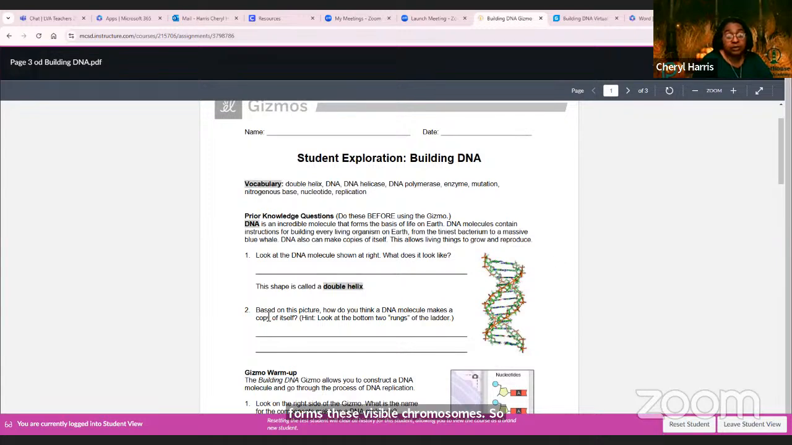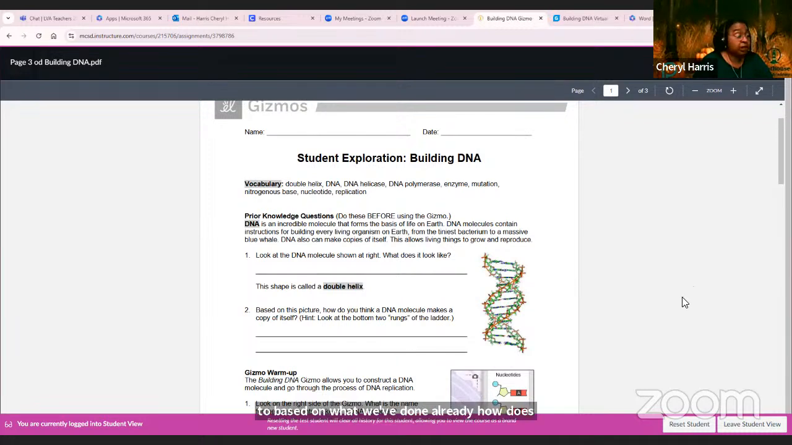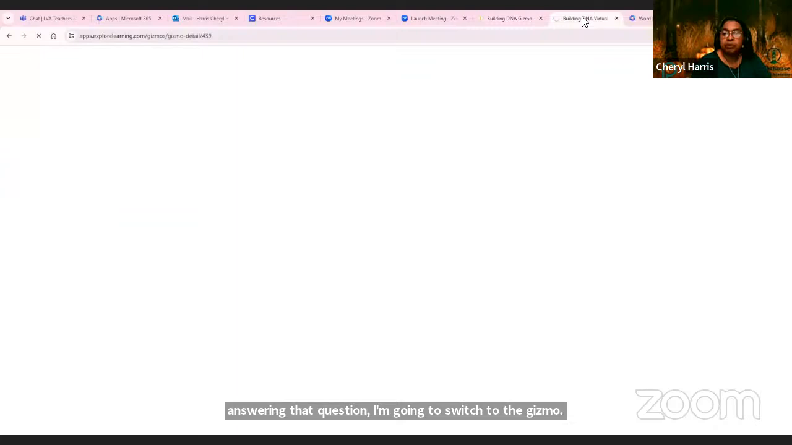All right, the second one says, based on this picture, how do you think the DNA molecule makes a copy of itself? And again, you can write an answer based on what we've done already. How does it make a copy of itself? While you're looking at that, answering that question, I'm going to switch to the gizmo. I'll be sharing the gizmo from here on out, so I can't do both. So y'all have got to keep up.